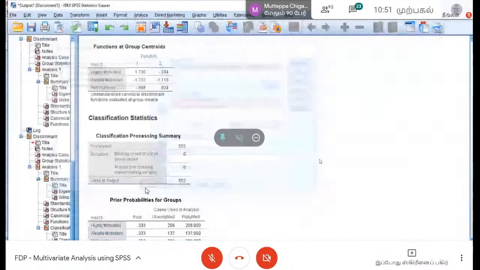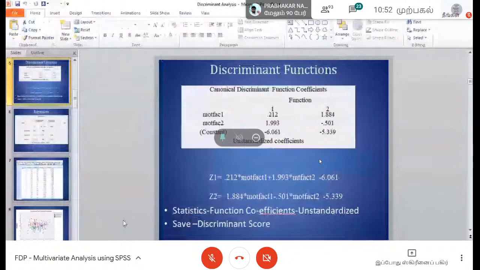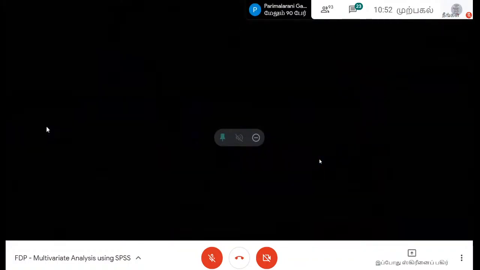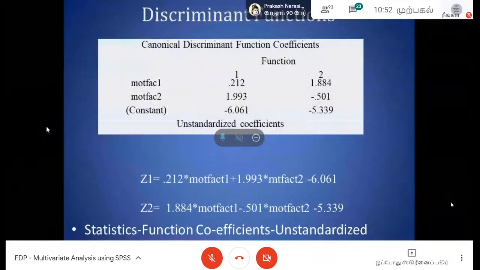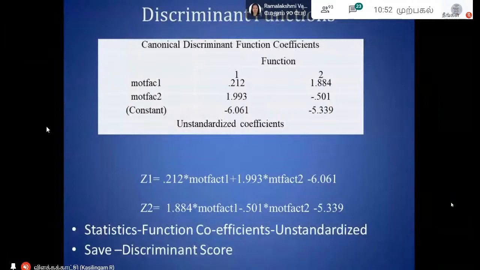Now I have a coefficient table. Let me show whether it is visible to you or not. I have it in the PPT. This is the discriminant function I have written. Please memorize it: beta 1 is 0.212, beta 2 is 1.993 for function 1.